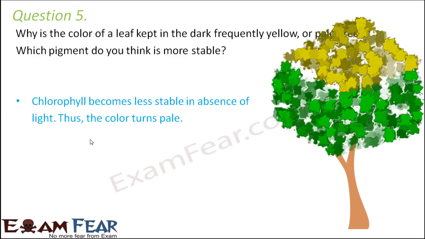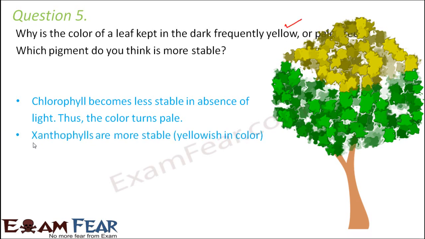So which is more stable, do you think? Right now, the leaf appears yellow. That yellowish color mostly comes because of the pigment xanthophylls. Because they are yellowish in color, they generally absorb all other colors and reflect the yellow ones, and that is why xanthophylls would be more stable under such conditions. So when the leaf is in the dark, xanthophylls are more stable when compared to chlorophyll.